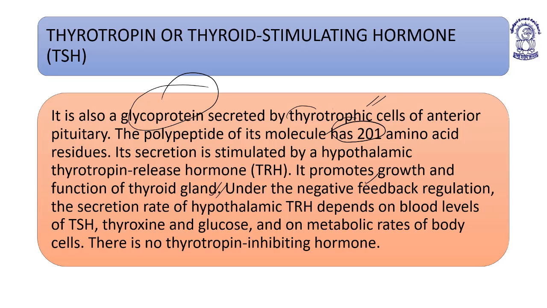Under negative feedback regulation, the secretion rate of hypothalamic TRH depends upon blood levels of TSH, thyroxine, and glucose, and the metabolic rates of the body cells. There is no thyrotropin inhibiting hormone.